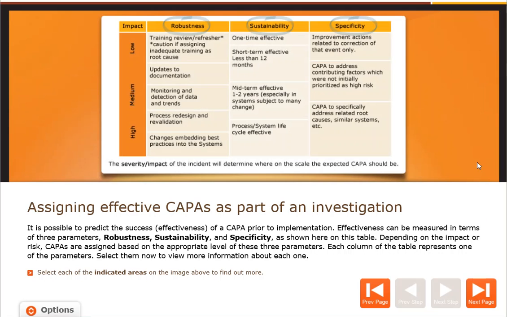It is possible to predict the success, that is, the effectiveness of a CAPA, prior to implementation. Effectiveness can be measured in terms of three parameters: robustness, sustainability, and specificity, as shown in this table. Select each parameter now to view more information.